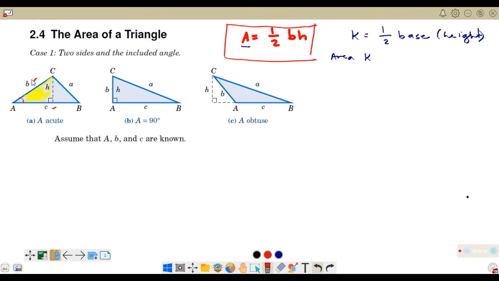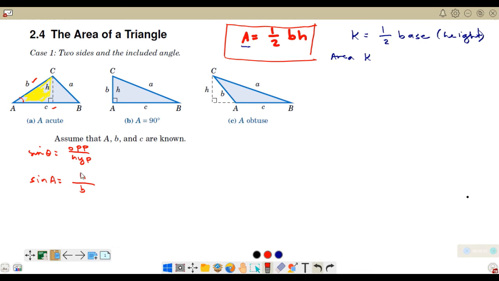So, we can compute for the value of H using the idea of the trigonometric function sin theta is equal to the opposite over the hypotenuse. So, si opposite ni A ay H. So, if you are going to compute for sin A, it is equal to H over the hypotenuse. The hypotenuse is opposite your right angle. So, ang opposite ni right angle dito ay si side B. So, this is H over B.